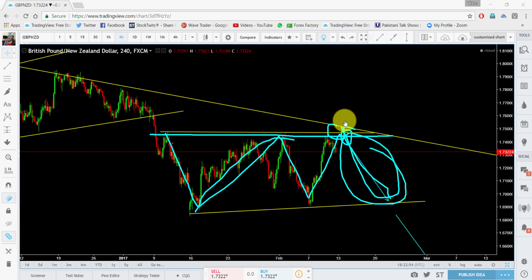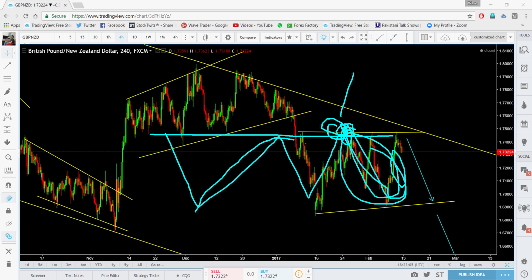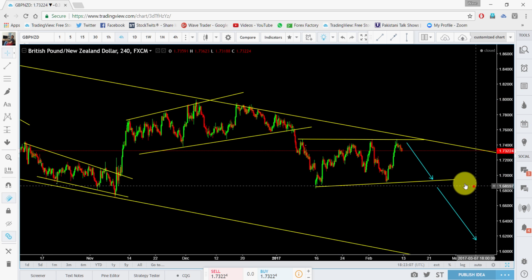It seems to me that price is not going to continue to the upside. So watch this area and sell within this channel. For the short term, a sell setup within this channel.